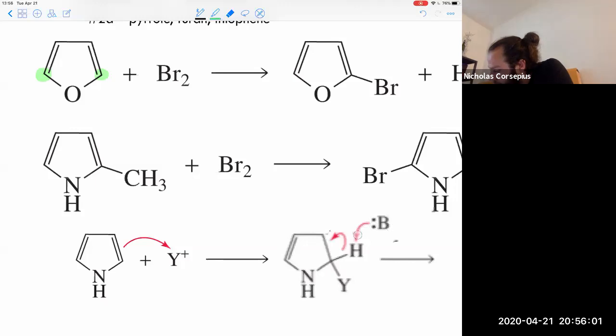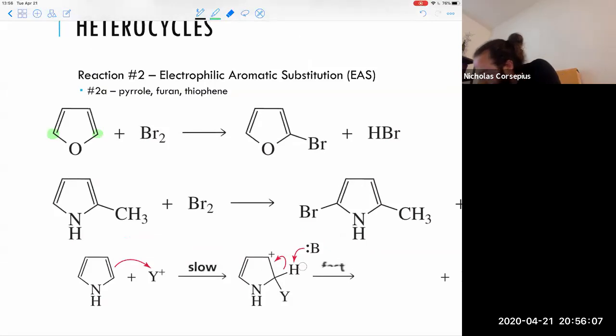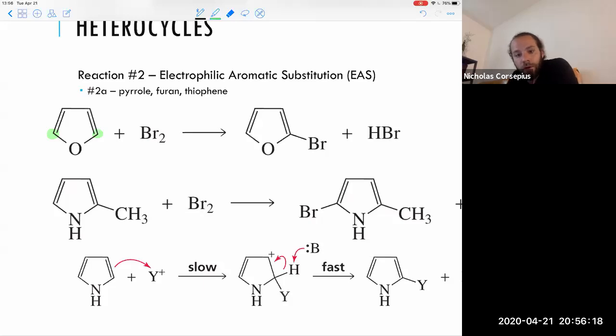The next step is to just get some base that's going to deprotonate. All right, that's the slow part. The fast part is getting rid of that base to restore our aromaticity. And that's how we get our substitution products here. So before we jump into why we don't need a catalyst, let's talk about why it's only the C2 position and not the C3 carbon.